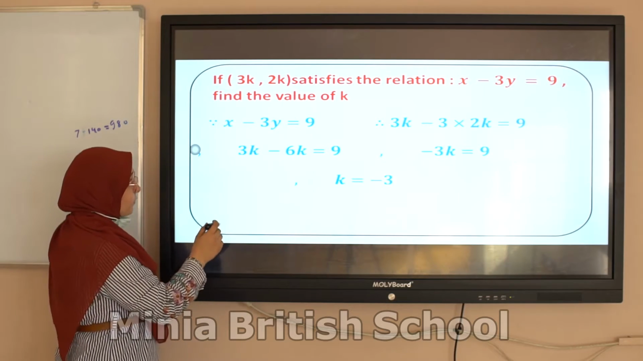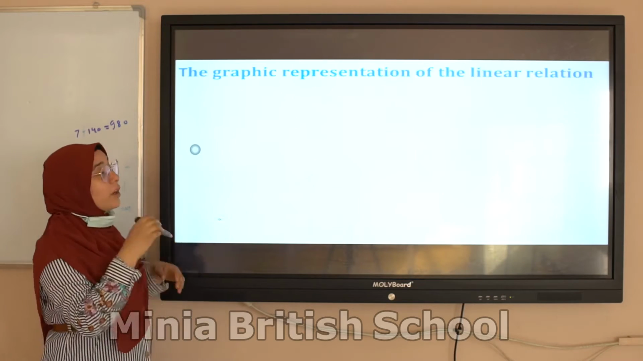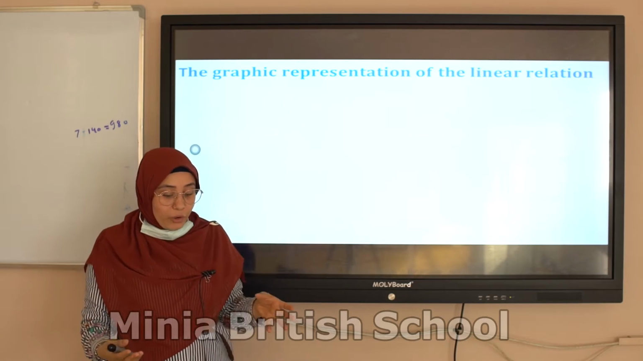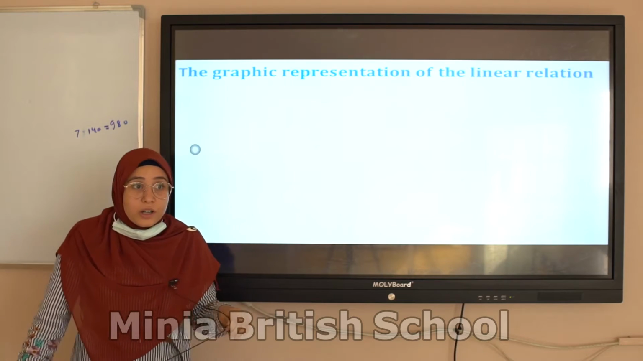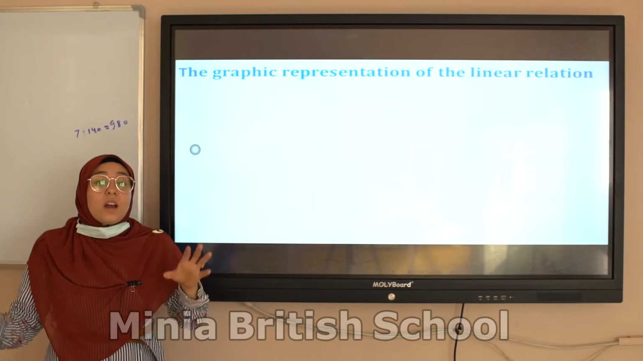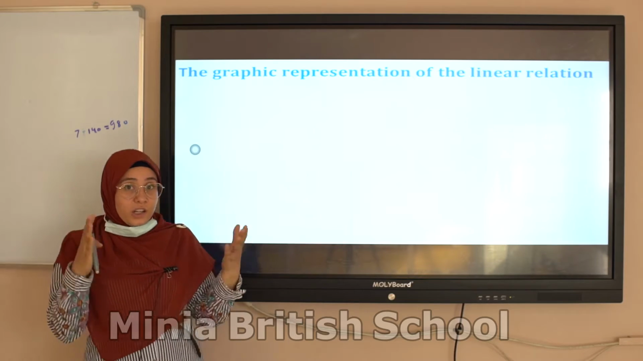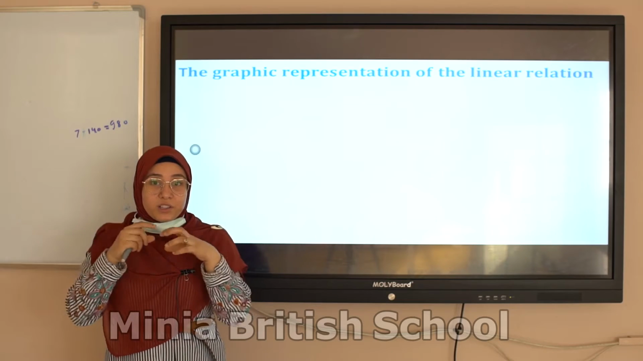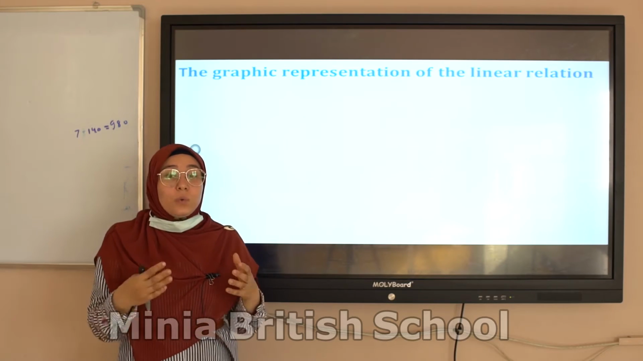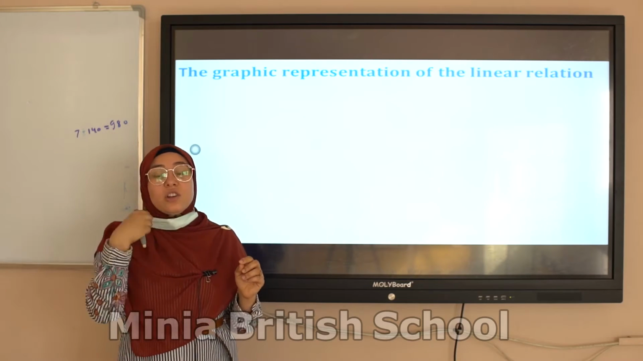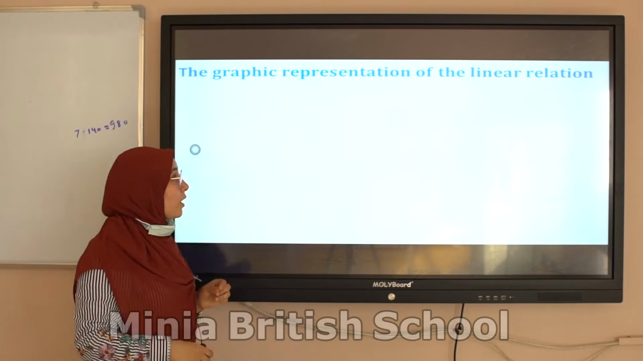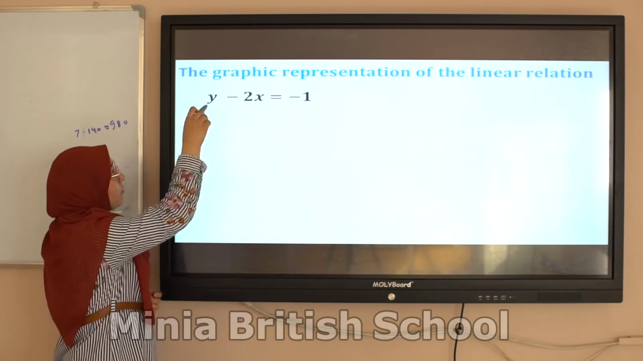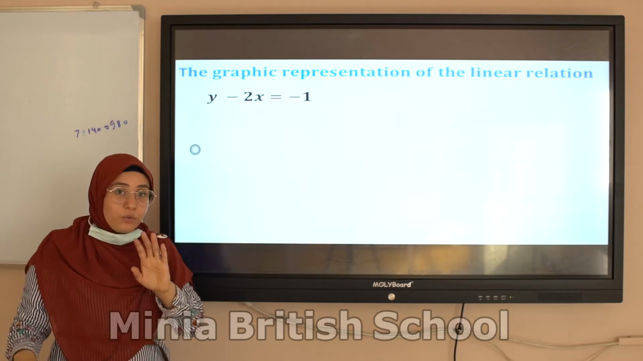Now, I will need to represent the linear relation graphically. The linear relation is represented graphically by a straight line, therefore it is called a linear relation. So, for example, I have y minus 2x equals negative 1.